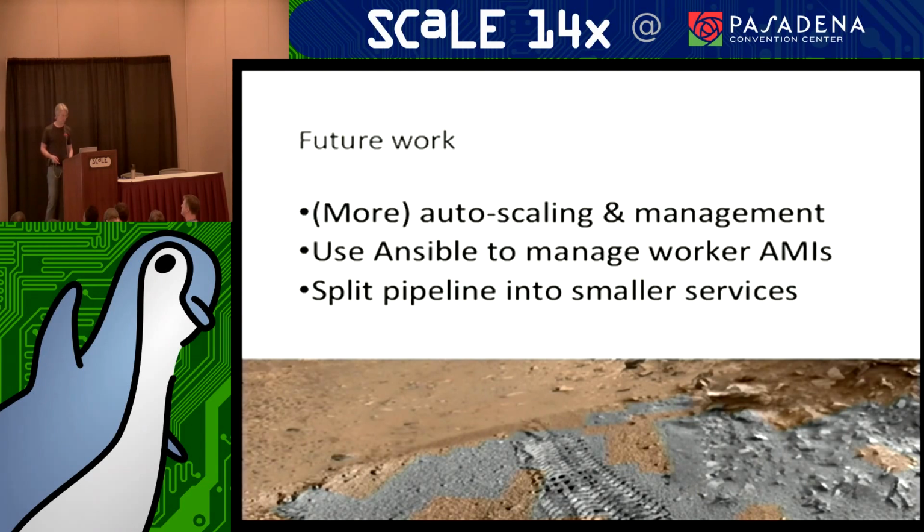As I mentioned before, I want to start using Ansible to manage the Windows worker AMIs more closely. That's one of the fiddly, manual bits of the deployment process right now that I don't like. And to your question, sir, right now the image processing pipeline is this monolithic thing that goes all the way from stereo images from the rover all the way to a 3D terrain reconstruction.